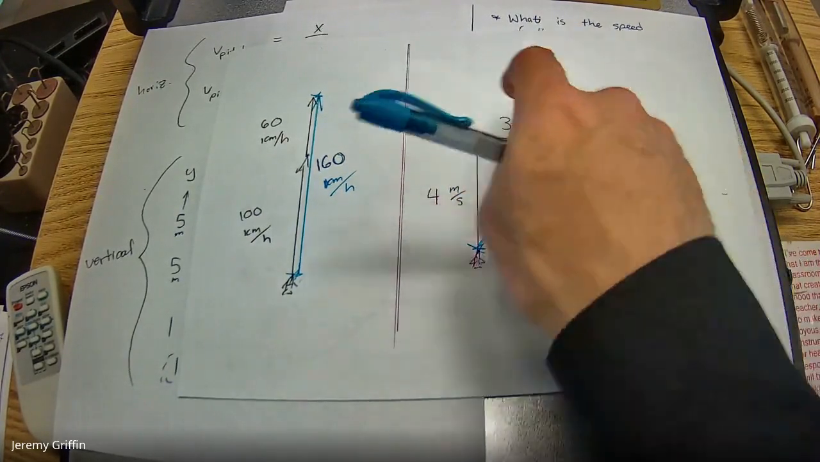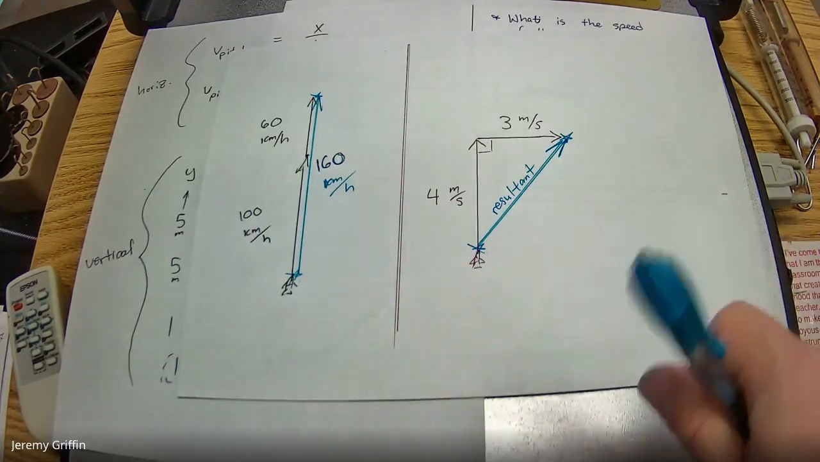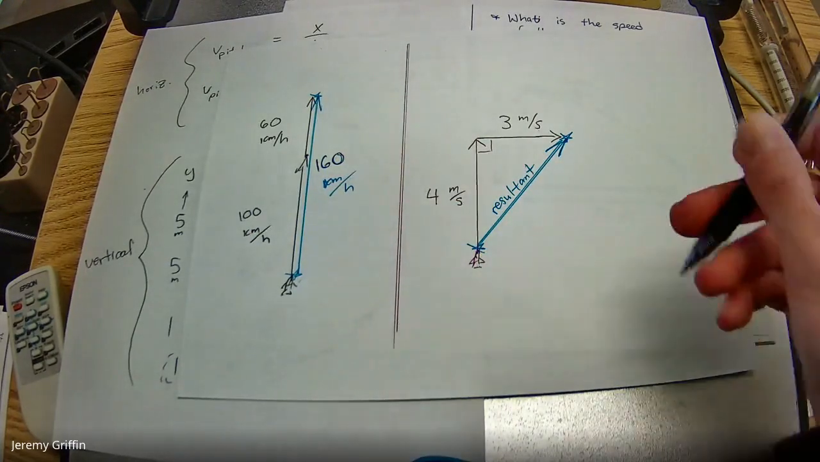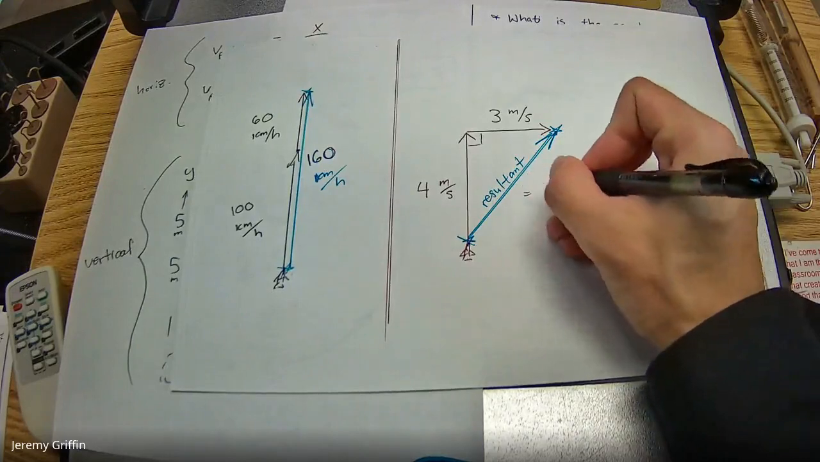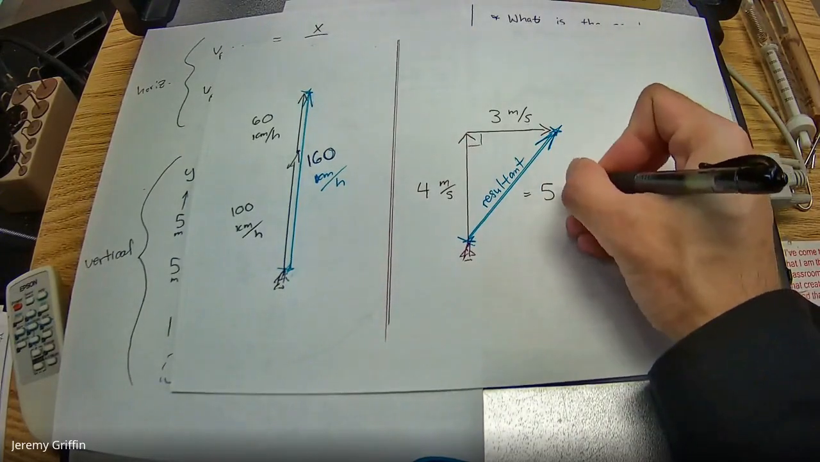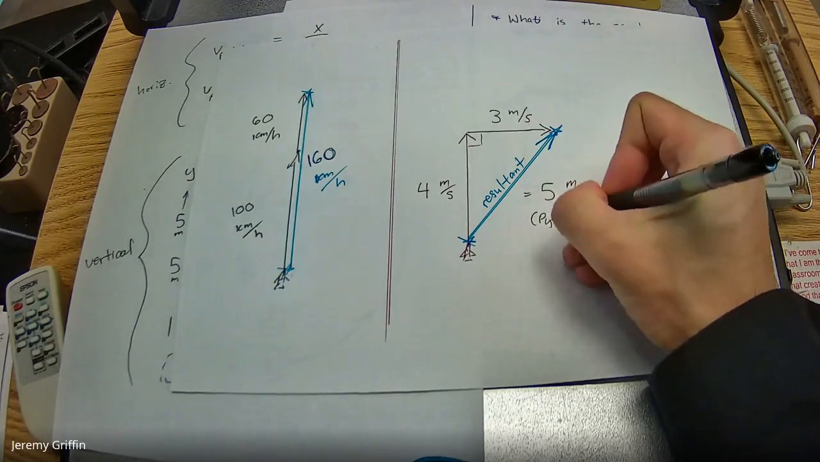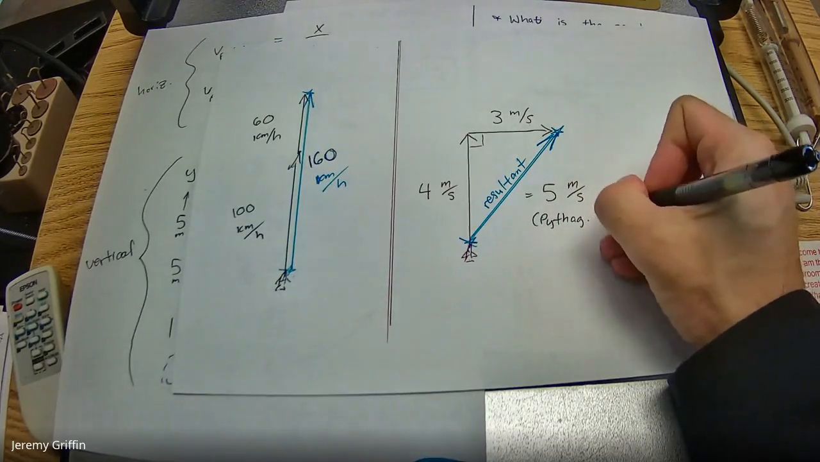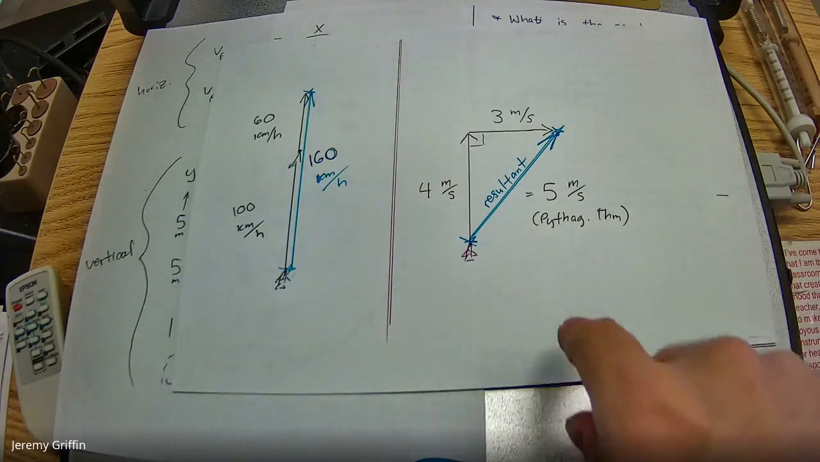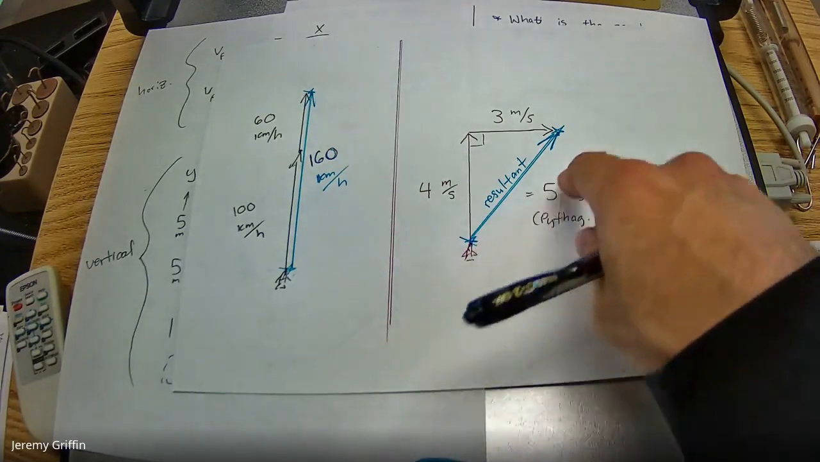You guys see that's a what triangle? So 3, 4, 5 right triangle. So do Pythagorean theorem. This side comes out to 5, and then the unit would be meters per second. Pythag theorem, which we've done quite a bit in this class. That's the speed of the drone's shadow across the ground.